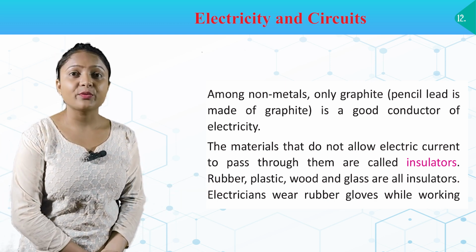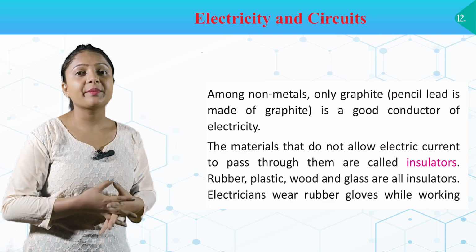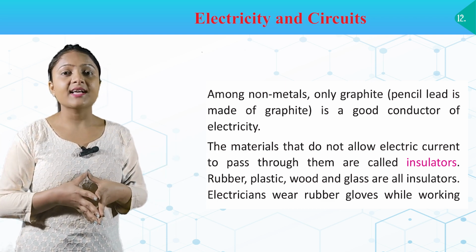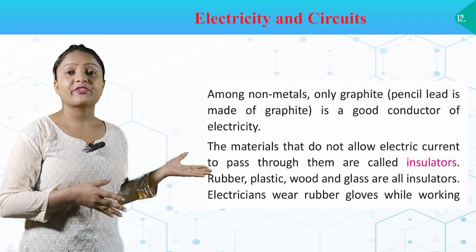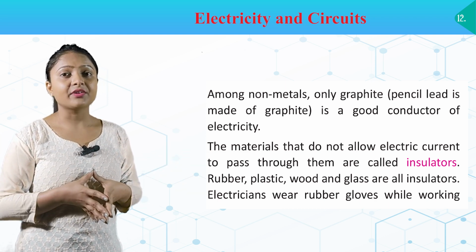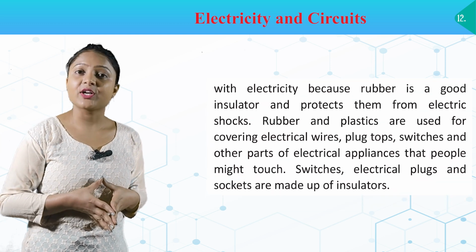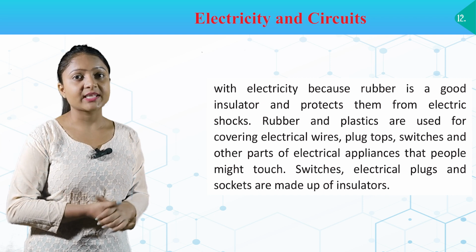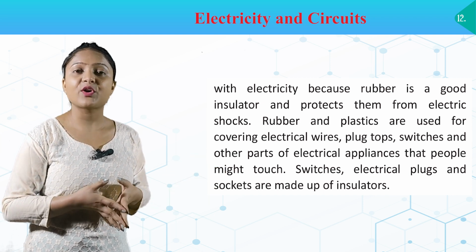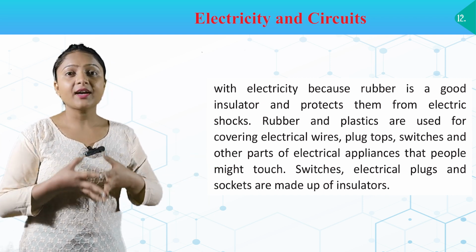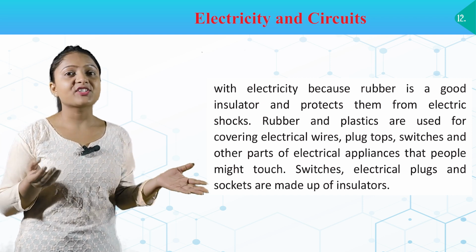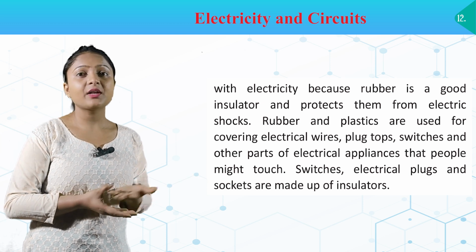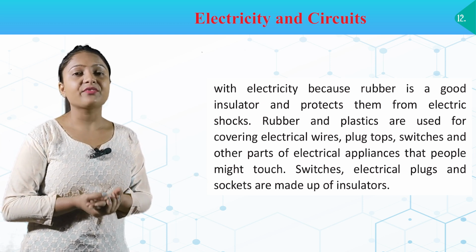The materials that do not allow electric current to pass through them are called insulators. Rubber, plastic, wood and glass are all insulators. Electricians wear rubber gloves while working with electricity because rubber is a good insulator and protects them from electric shocks. Rubber and plastics are used for covering electrical wires, plug tops, switches and other parts of electrical appliances that people might touch. Switches, electrical plugs and sockets are made up of insulators.